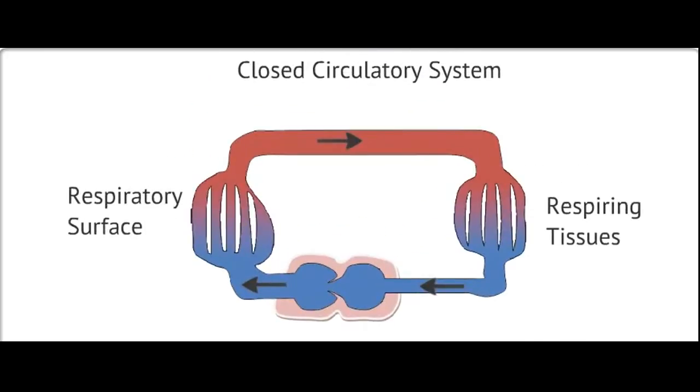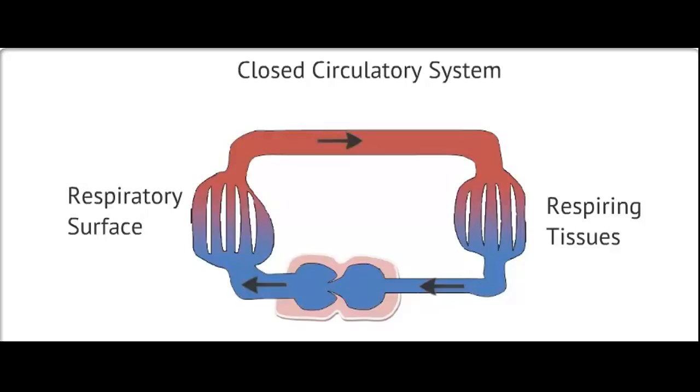The other way to organize the circulatory system is with closed circulatory systems. Closed circulatory systems have continuous blood vessels, and the blood is never released from the blood vessels, except in cases of injury, where the blood vessels are broken.